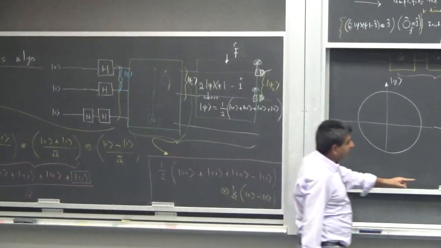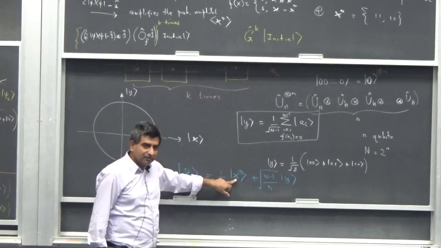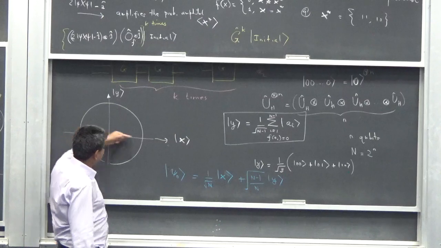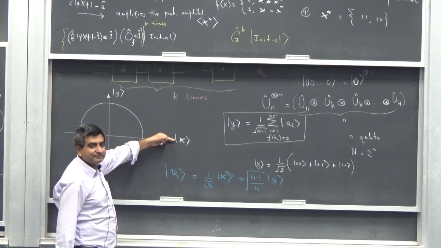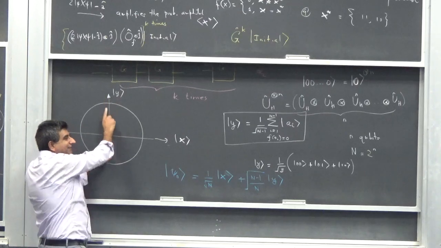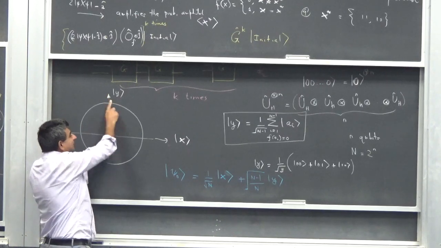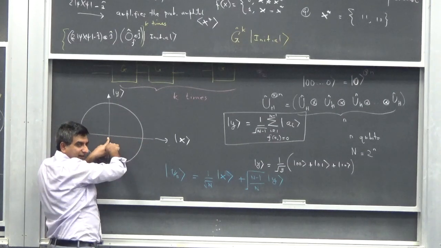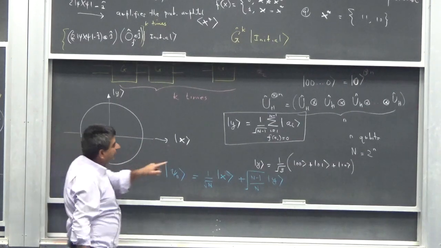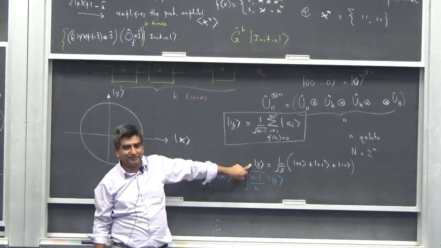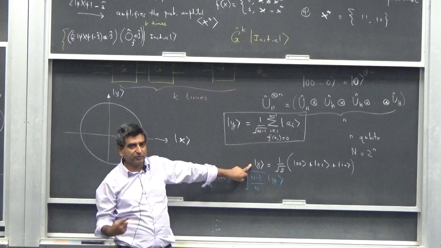This is my solution x, what I'm looking for. I represent this on this diagram by this point, this location. This is my unwanted, my undesired solution. This is the dross from which I would like to separate out these pearls. Okay? Now, this ket y has been normalized over here. So I am being careful about normalization.